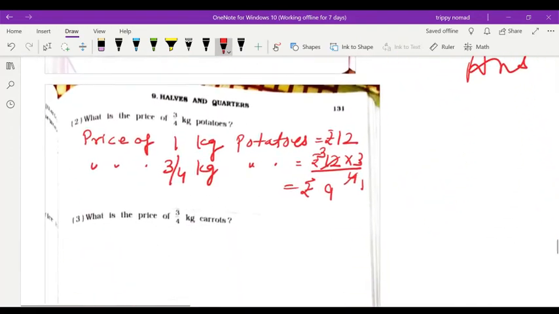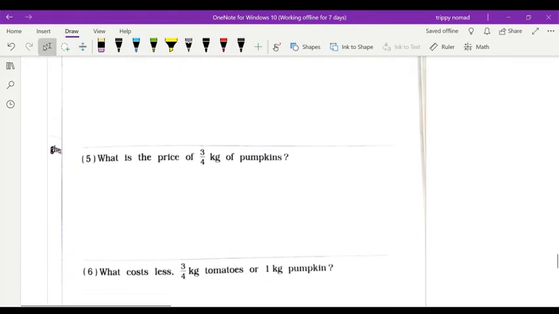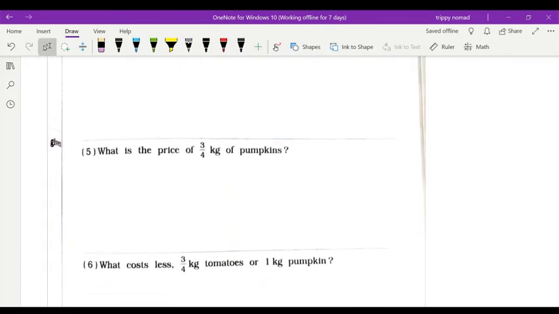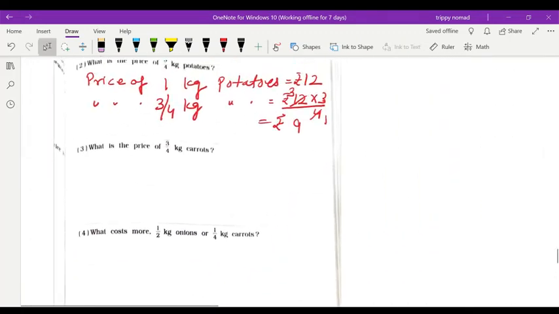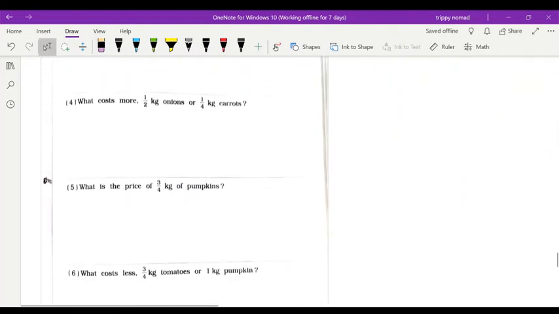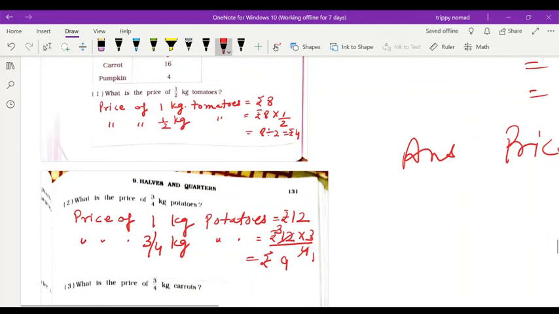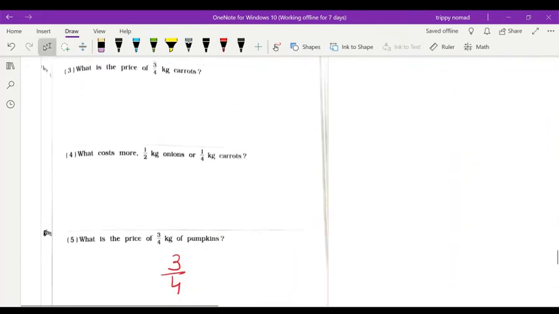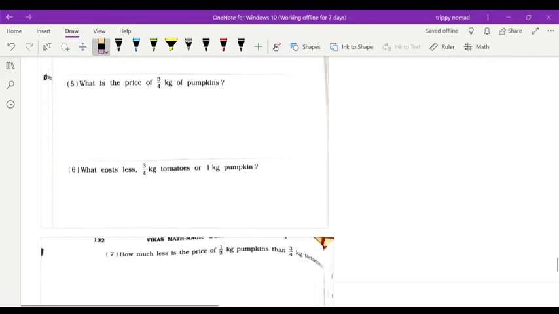Now question number 5. What is the price of 3/4 kg of pumpkin? Same way, children, you will write the statement. Pumpkin rate is rupees 4. Price of 1 kg pumpkin is rupees 4. Then 3 by 4, that means 4 into 3 by 4. 4 ones are 4, 4 threes are 12, divided by 4. Rupees 3 will be the answer. Simply I have given that calculation, you will do it yourself. Fifth one, the answer will be rupees 3.